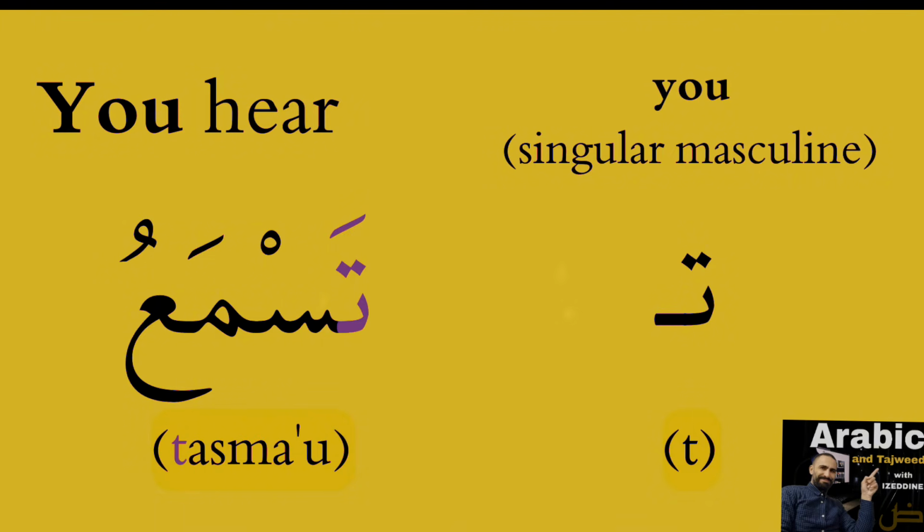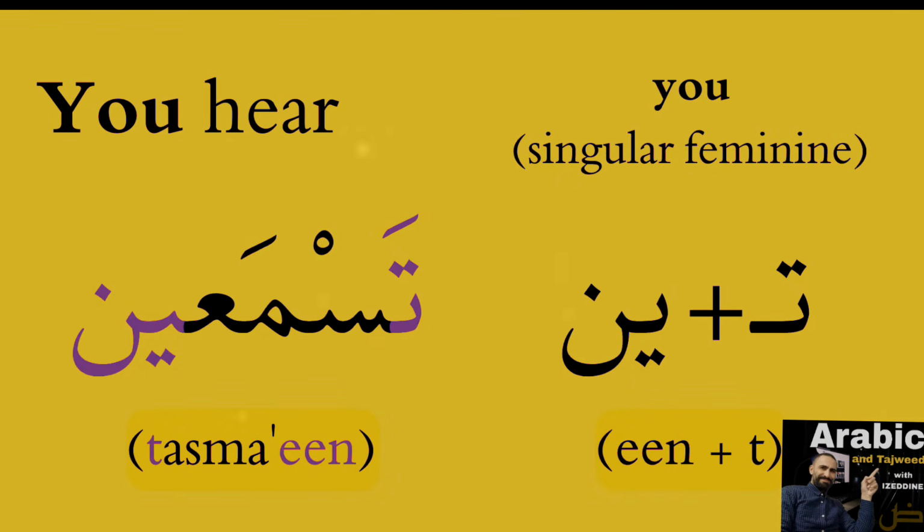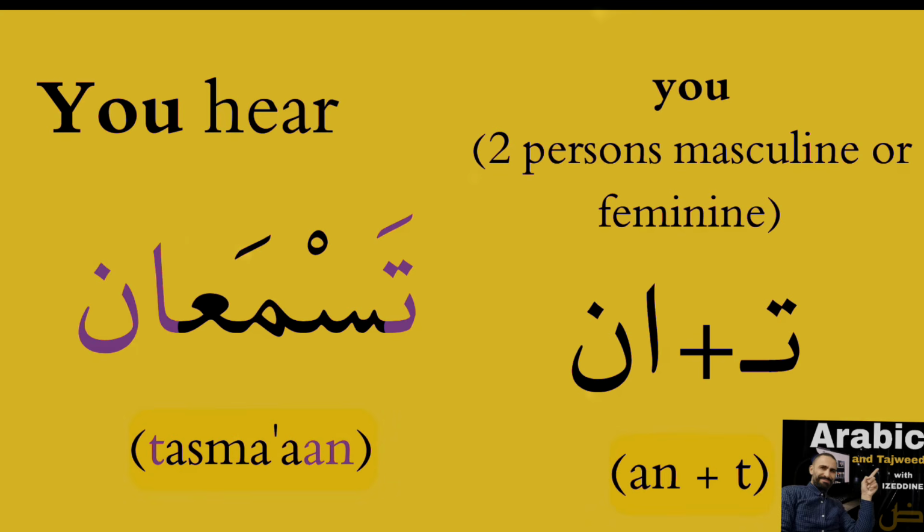You hear. You are singular masculine. You are a male, a boy or a man. أنت تسمع. But if you are a female and I'm talking to you, I say أنت تسمعين. أنت تقرئين. أنت تكتبين. أنت تلعبين. You play. أنت تفكرين. You think.